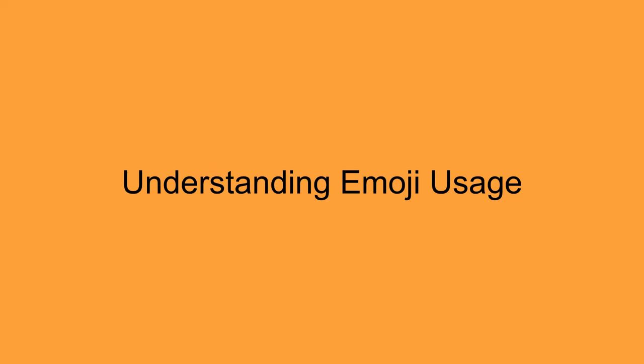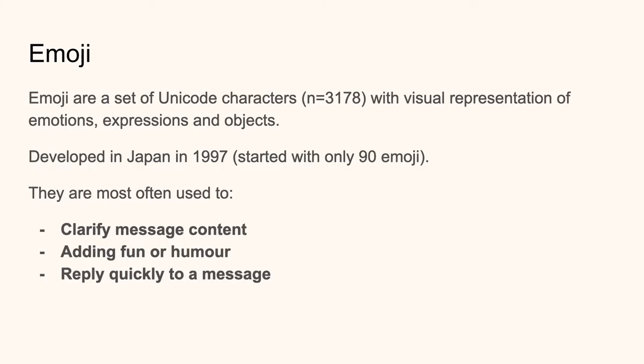The next example of what we do is understanding emoji usage. And this is a project between myself, Gareth again, and Ben Gorman, who's at the University of Bournemouth as an academic down there. And what we are interested in is emoji and how people with visual disabilities interpret and use emoji. So emoji are a set of Unicode characters, and there's a lot of them, right? There's more than 3,000. And they have some visual representation of things like objects, expressions, and emotions.